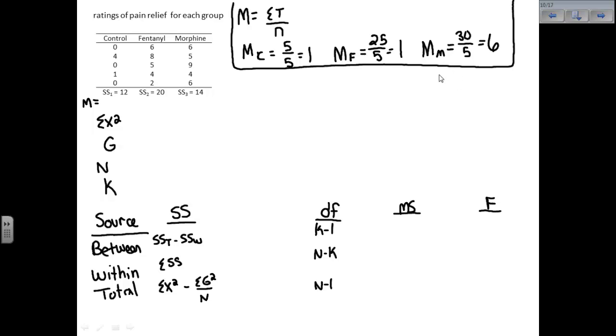Oh, this should be 5. Sorry, guys. So now looking at this, looks like fentanyl and morphine are having about the same amount of relief compared to the control group, which is not so good. But we need to do a significance test to make sure that we would be confident that this result would pan out in the population. Okay, so I'm just going to write my means down here and 6.